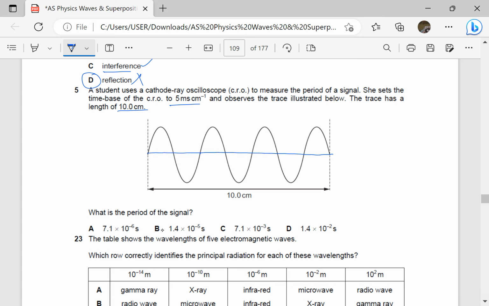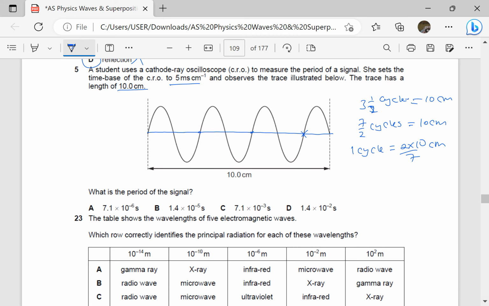So this is 1, 2, 3.5 cycles that have a length of 10 centimeters, meaning 3.5 is the same as 7/2. This is 1, that is 2, that is 3 cycles and a half. So 7/2 cycles is 10 centimeters. That means one cycle is going to be represented by 2 times 10/7 in centimeters.